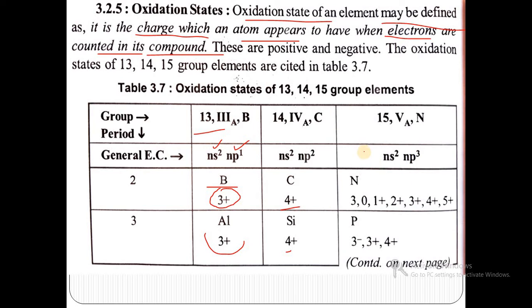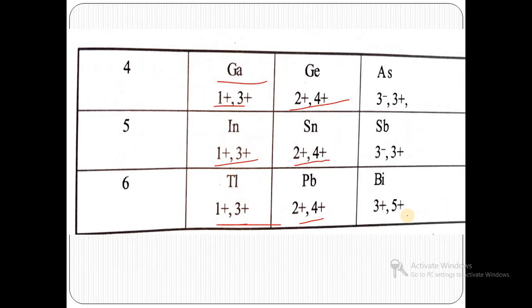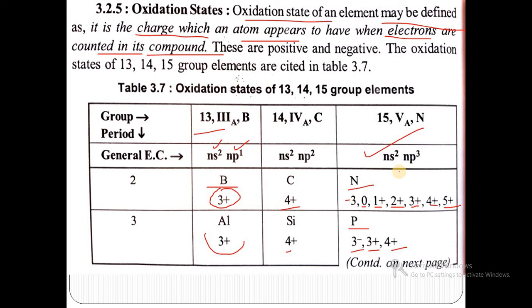Then group 15, the nitrogen family, ns2 np3. Nitrogen shows minus 3, then 0, 1 plus, 2 plus, 3 plus, 4 plus and 5 plus. Almost all oxidation states are shown by nitrogen. Then phosphorus shows only 3 minus, 3 plus and 5 plus forms. Arsenic and antimony show 3 minus and 3 plus, and bismuth shows 3 plus and 5 plus. So these are the oxidation states shown by groups 13, 14 and 15.